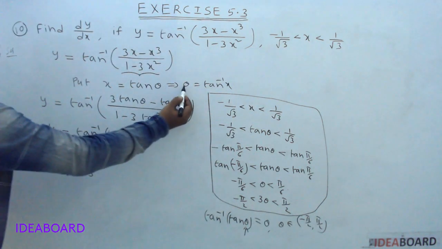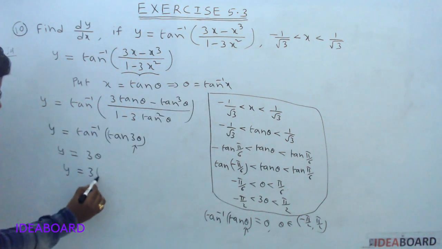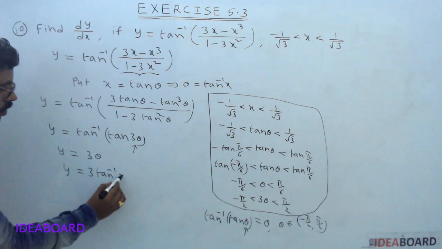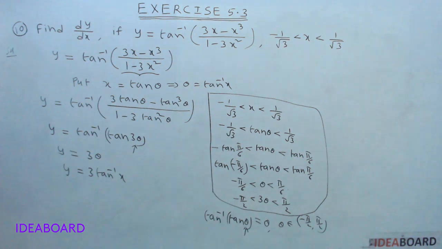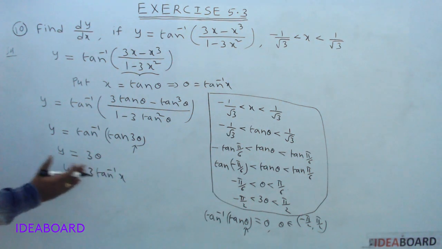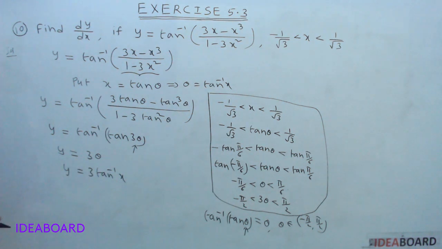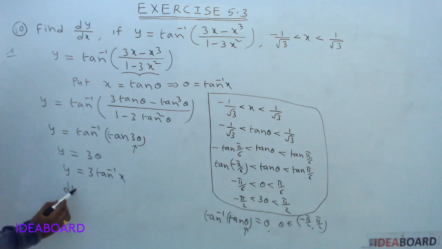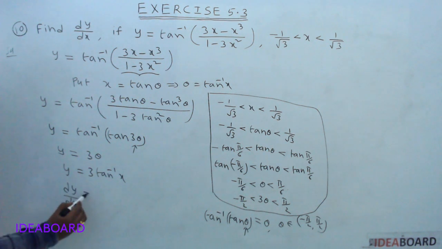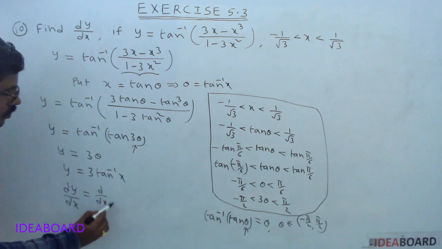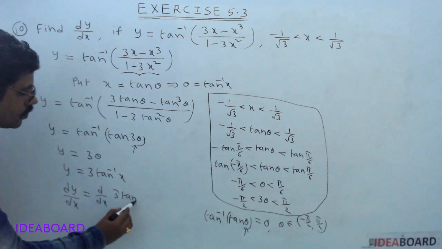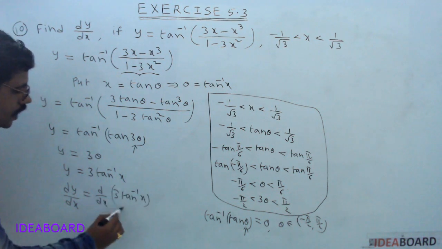Now in place of theta, write down tan inverse x. Y equal to 3 into tan inverse x. Now differentiate this equation on both sides with respect to x. That is dy by dx is equal to the derivative of 3 into tan inverse x.